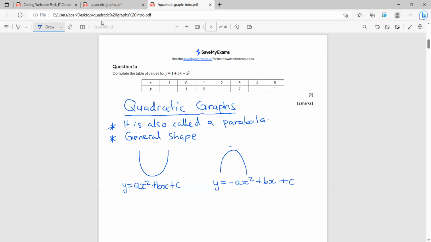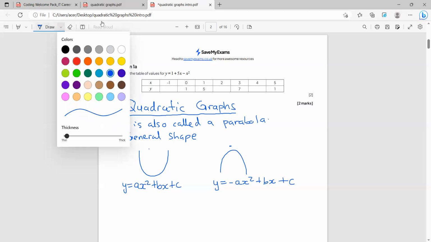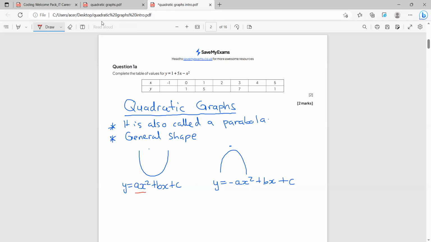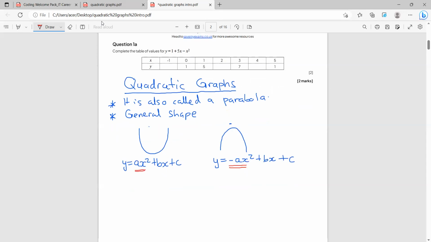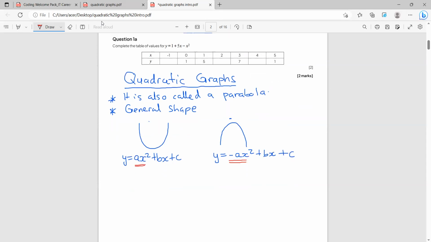So whenever you find that the coefficient of the squared term is positive, you get a valley. If the coefficient of the squared term is negative, you get a mountain, isn't it? So before you even plot a graph, you can actually try and visualize the outcome.